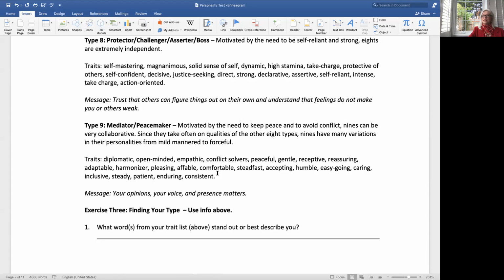So the 8s can be pretty intense at times. So look for that 8 tendency to take charge and to really take the team to the next level.